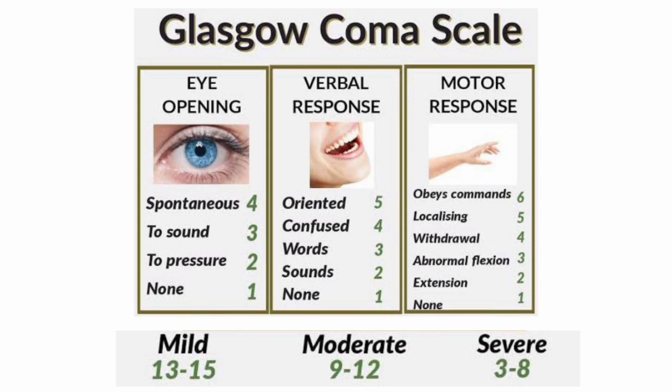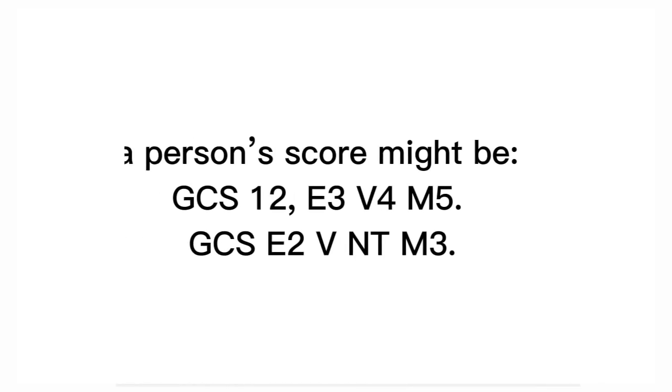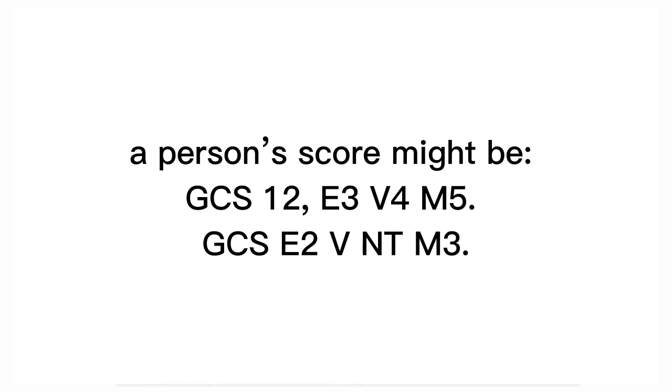Now, for each test, the value should be based on the best response that the person being examined can provide. For example, if the person obeys commands only on the right side, they get a 6 for motor. The scale also accounts for situations that prevent appropriate testing. When specific tests cannot be performed, they must be reported as NT, and the total score is not reported. The results are reported as the Glasgow Coma Scale total points from the three tests and the individual components. As an example, a person's score might be GCS 12, so E3, V4, M5.